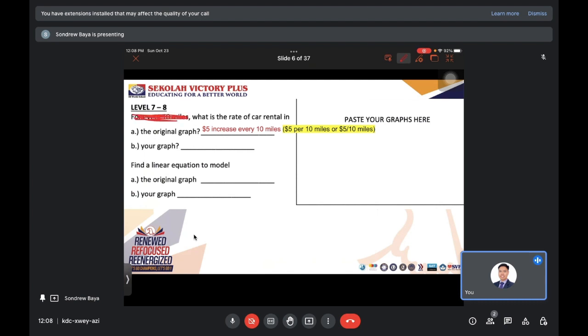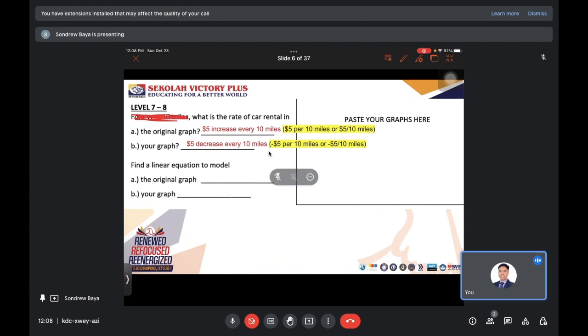So what is the rate of car rental in, let's say, the original graph? If you go back to your original graph there, you might be able to see that the rate of car rental is $5, meaning a $5 increase every 10 miles, or we say $5 per 10 miles. Now, in the graph that you created, you might see that it's not an increase, but rather a decrease. So it's still $5 every 10 miles, but it's a decrease of $5.